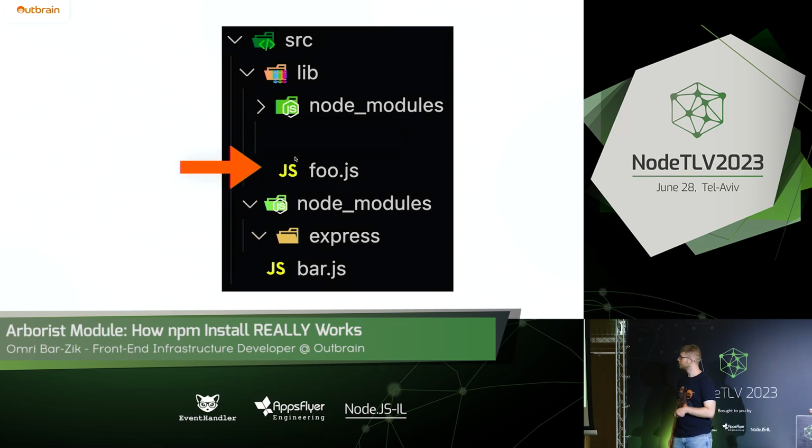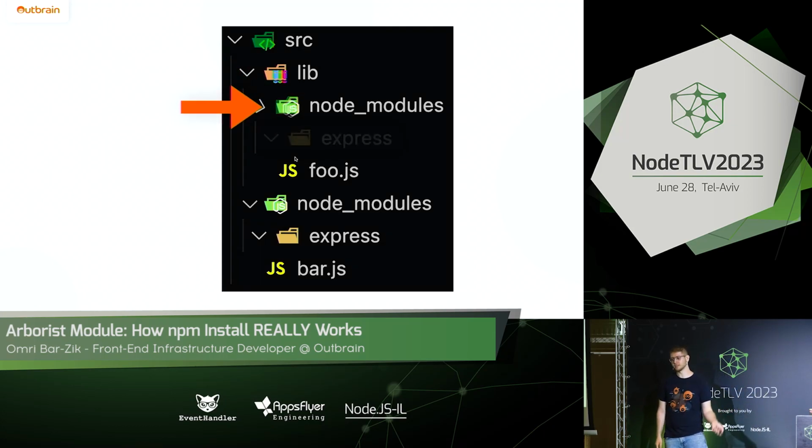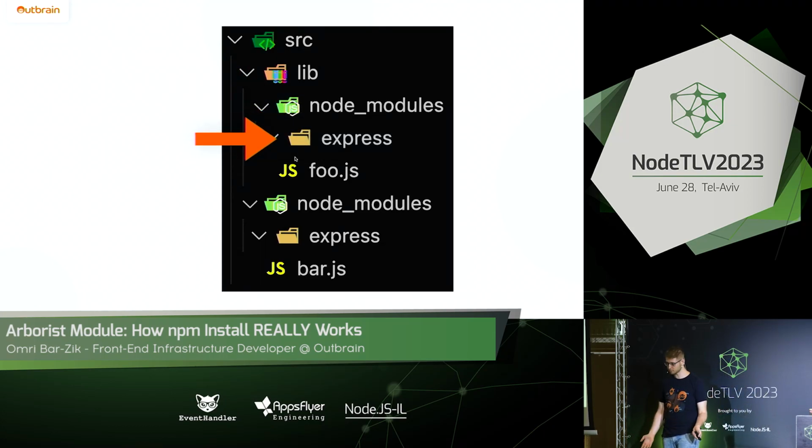For foo.js, again, Node will go to the parent directory, in this case lib, open the node module directory, if it exists, of course, and again, it tries to find this Express folder. And again, it was successful. Please note that even though we had an Express folder inside the src, and lib is inside src, Node does not go up there because it found this node modules with Express first.